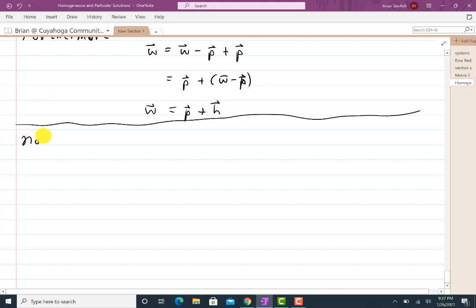Little note, same thing as before. If I do A times (P plus H), you can see that it's going to be a solution just by AP plus AH. I know that AP is equal to B, and I know that AH is the zero vector. So those are, in fact, solutions.